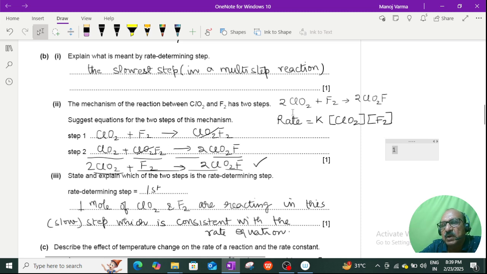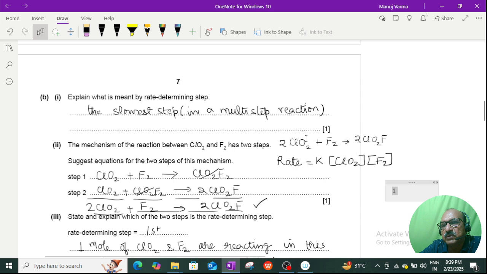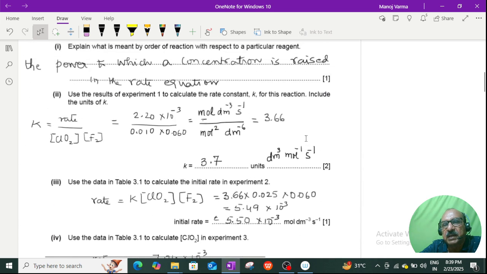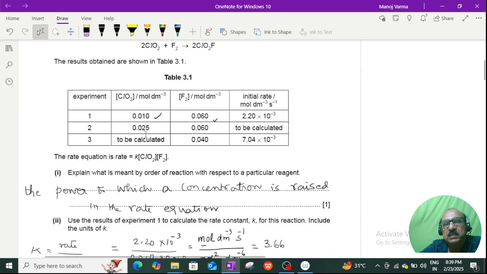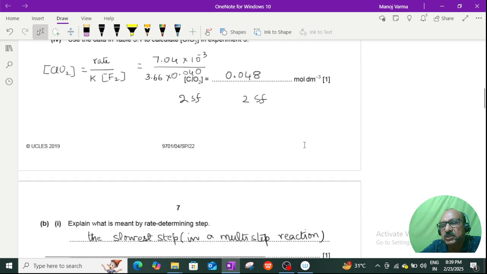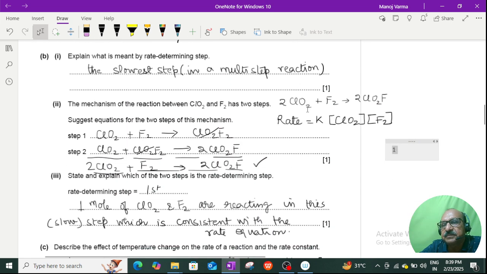We have to take into consideration the given overall reaction. The given overall reaction is 2ClO2 plus F2 gives you 2ClO2F, that you can see from here. That is the overall reaction. We should take that into consideration. And we should take into consideration the rate equation which has been given, because the mechanism that we write should be consistent with the rate equation.